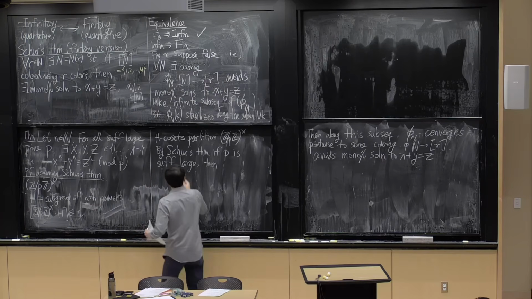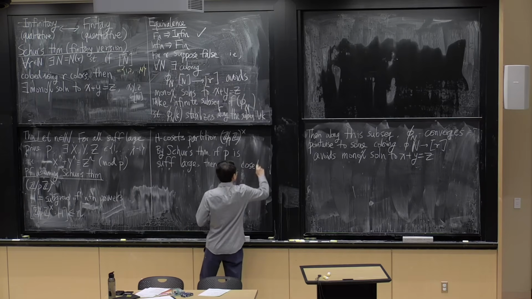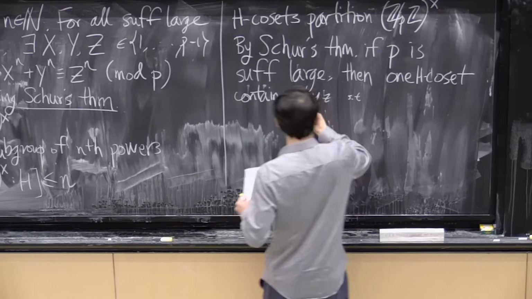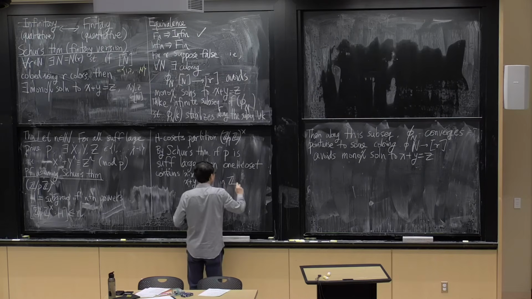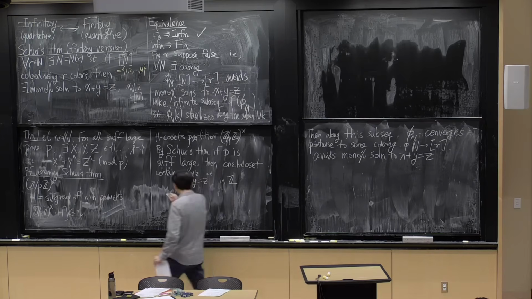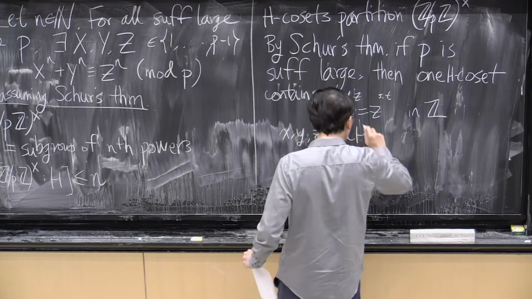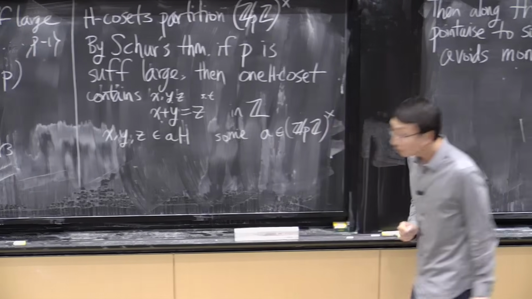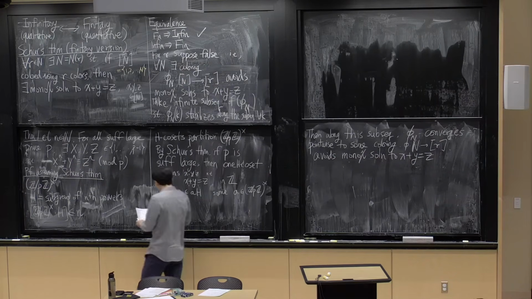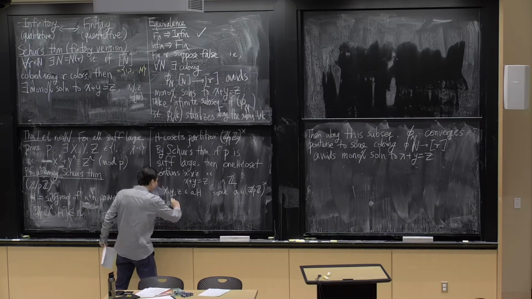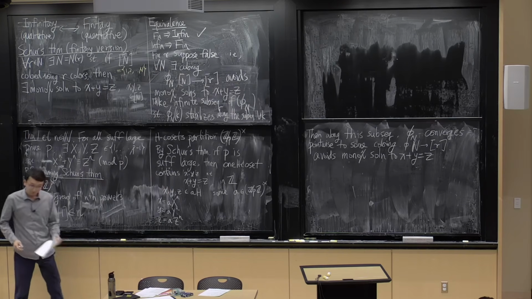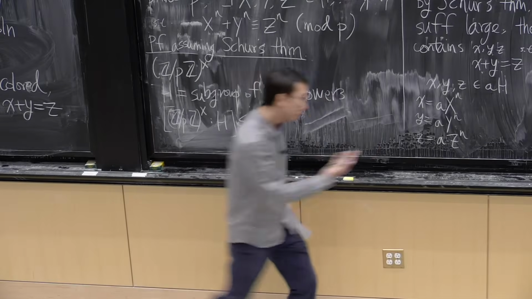What does that look like? One H coset contains x, y, z such that x plus y equals z as integers. They belong to the same coset, so x, y, and z belong to some coset of H, which means that x equals a times some nth power, y equals a times some nth power, and z equals a times some nth power. Well, you have this equation. Put them together.